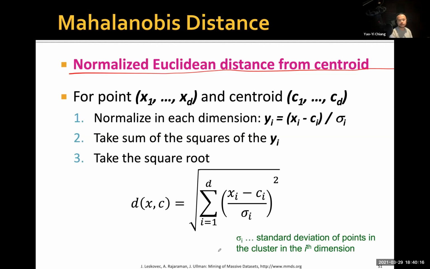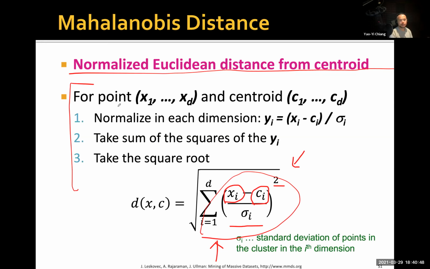So why do we call it normalized? If you look at here, first you take your data point X, you subtract the centroid of a cluster, then you divide by the standard deviation of that dimension, and you take the square, do the sum of the squares, and take the square root. So in general, for a point in this D dimension and one centroid in this D dimension, we want to be able to calculate their distance, right?